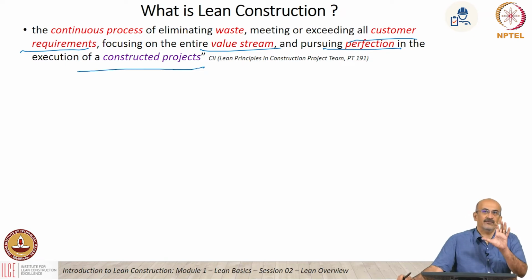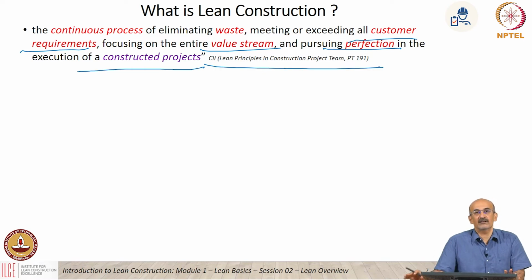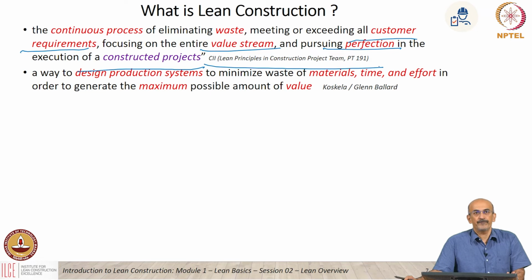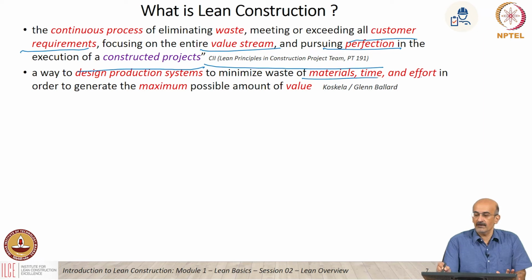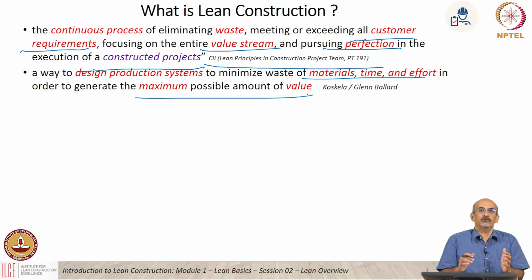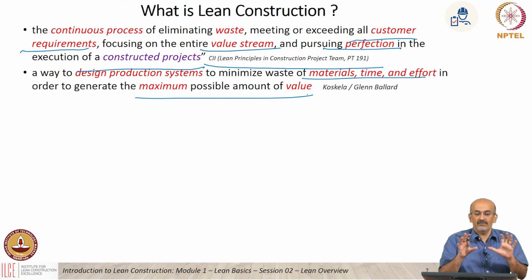This definition is fairly holistic, and it is put forward by the Construction Industry Institute, which is a premier institute for construction research in the US. A more general definition by some of the lean pioneers is: design a production system to minimize waste of materials, time, and effort, and generate maximum possible value. This is also a relevant definition, and we can see the core concepts of lean are embedded in here.